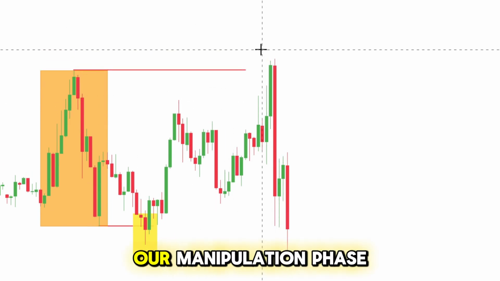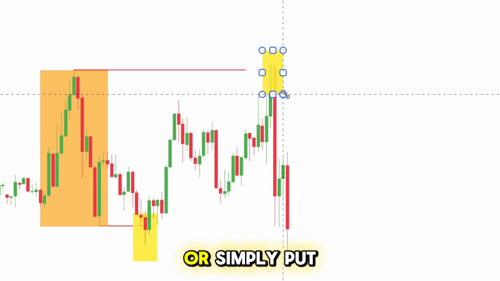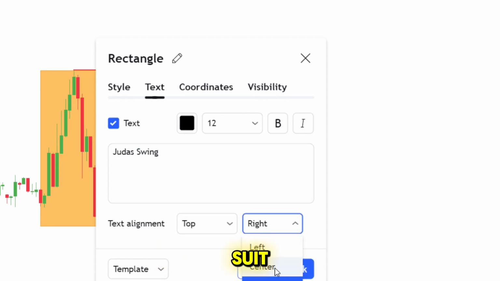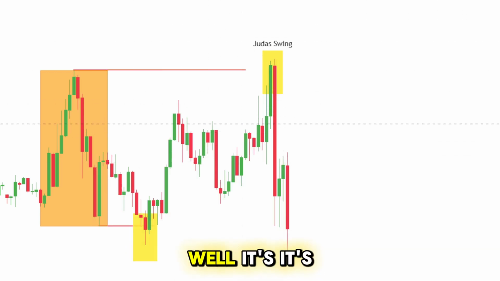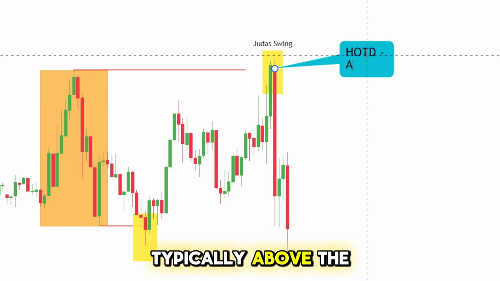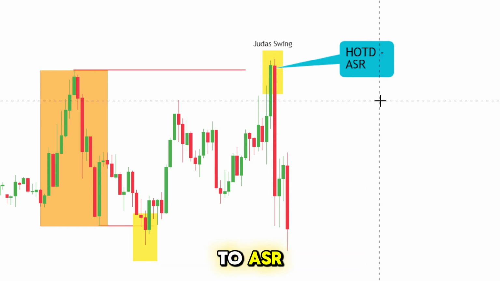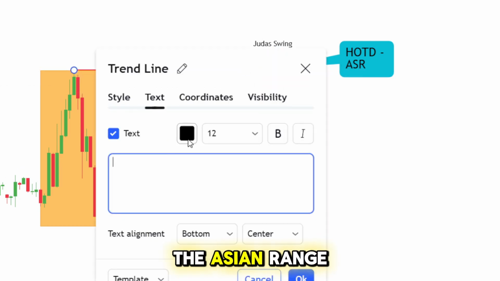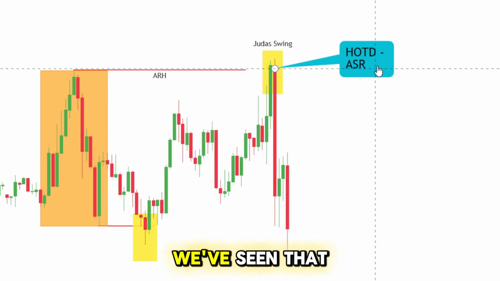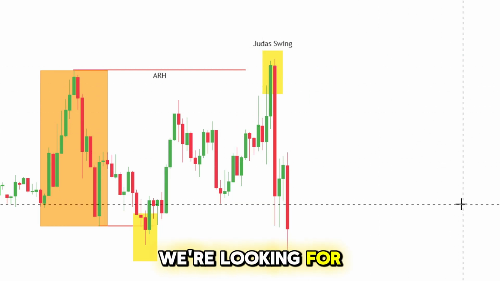Now, this is what we call our manipulation phase 2, or simply put, our Judas swing, right? This is our Judas swing. Now, what makes a Judas swing or a turtle swoop or simply manipulation? Well, it's the high of the day, HOTD, right? High of the day. And you want to look for your high of the day typically above the Asian session range, so ASR. Above the Asian session range, it's swept the Asian range high. So this is the Asian range high over here, ARH, Asian range high.